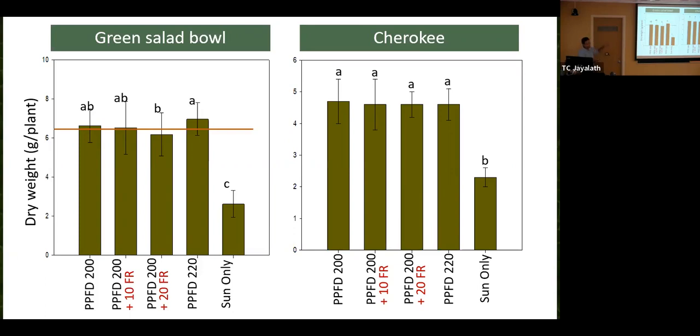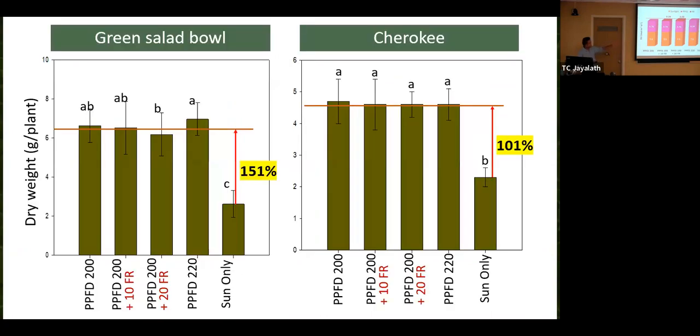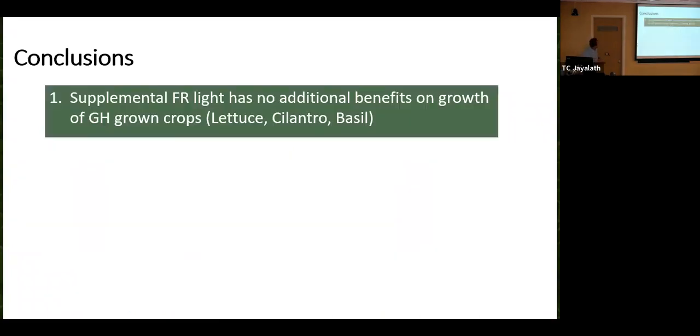But generally, by providing any supplemental lighting in the greenhouse, we were able to get 151% growth in Green Salad Bowl and 101% growth in Cherokee. That growth was achieved by providing 82% more light. So by providing 82% more supplemental light we can get 100 to 150% growth. So that's the benefit of providing supplementary light, but nothing related to far-red light. Therefore, my conclusion: supplemental far-red light has no additional benefits on growth of greenhouse-grown crops.